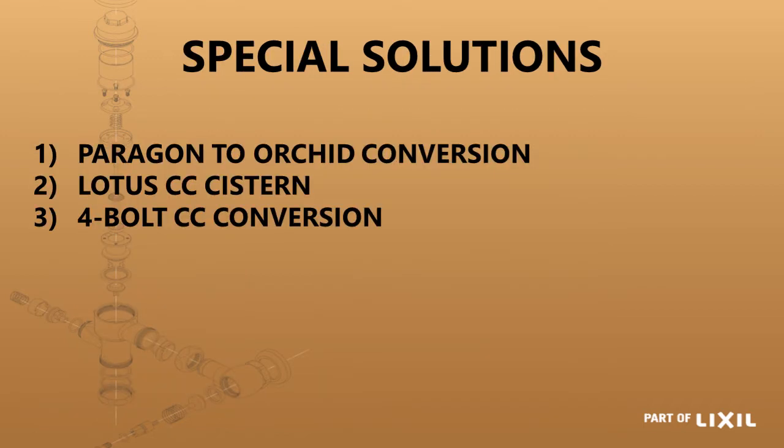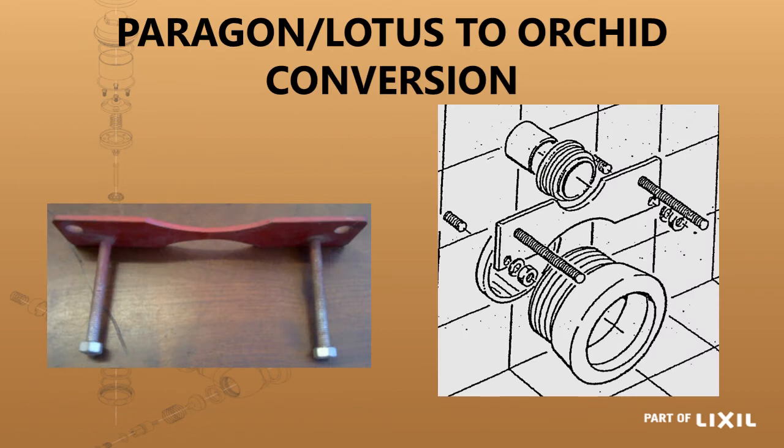There are a couple of special solutions. If we have a look at the old wall hung pan, which was called the PARAGON, we can convert that to use the existing ORCHID pan. We can look at the old LOTUS close couple cistern and the very old 4-bolt close couple conversions. Close couples 30 years ago used to have 4 bolts where you would fix the cistern to the pan, which is now down to 2 bolts.